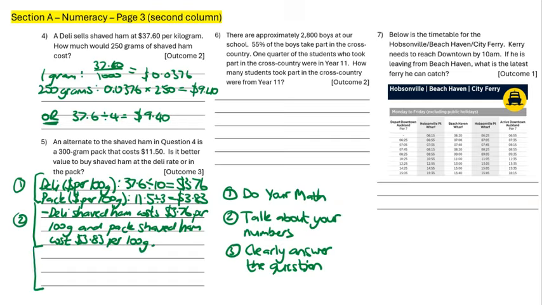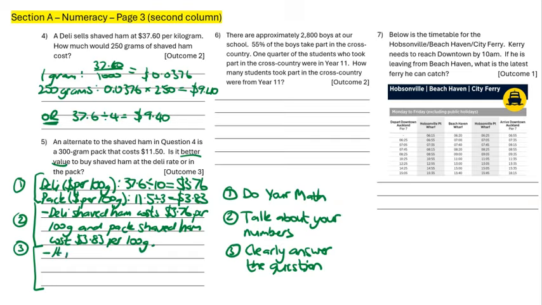And the final part down the bottom there, forgive me, that pause play button sits in that area, so it makes writing down there a little bit annoying, is clearly answering the question. So the question says, is it better value to buy shaved ham at the deli rate or the pack rate? When you're answering the question, you should try to use words from the question. So they've used the phrase better value. So I want to include that phrase. Better value needs to go into my response. So I'll start by saying that.